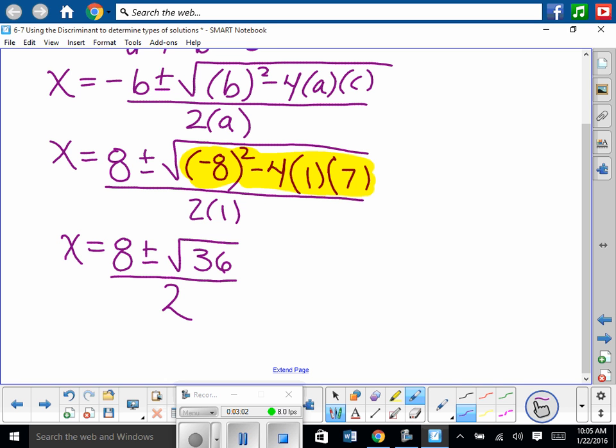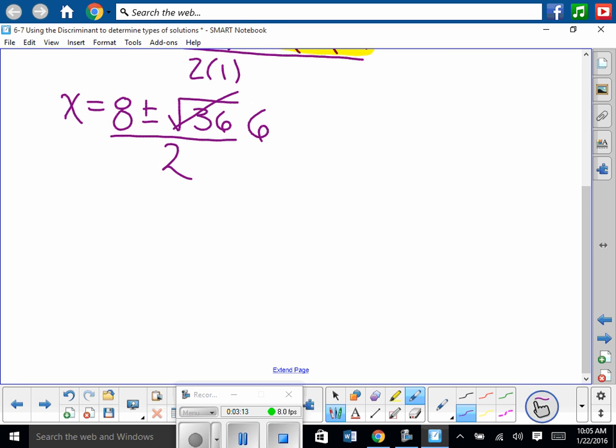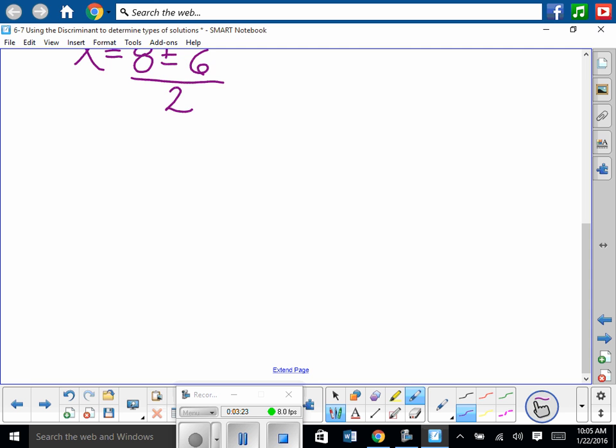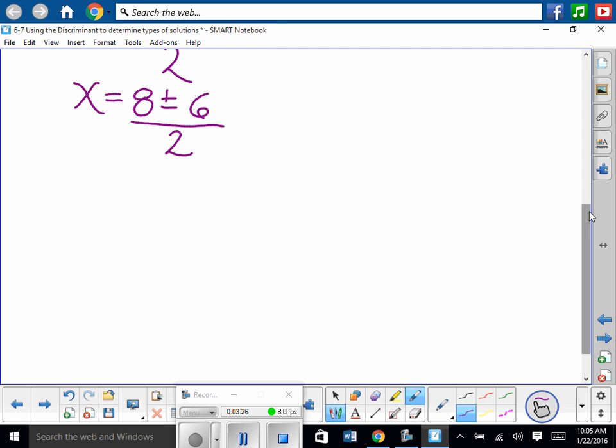Now this is always where I go off to the side and say, what's the square root of 36? Positive 6. So we don't have the square root of 36, we have a 6. Now that we've simplified, we have x is equal to 8 plus and minus 6 all over 2. And then we learned yesterday that you can go ahead and split that up. So you can write it as x is equal to 8 plus 6 over 2. Now you can write it as x is equal to 8 minus 6 over 2.